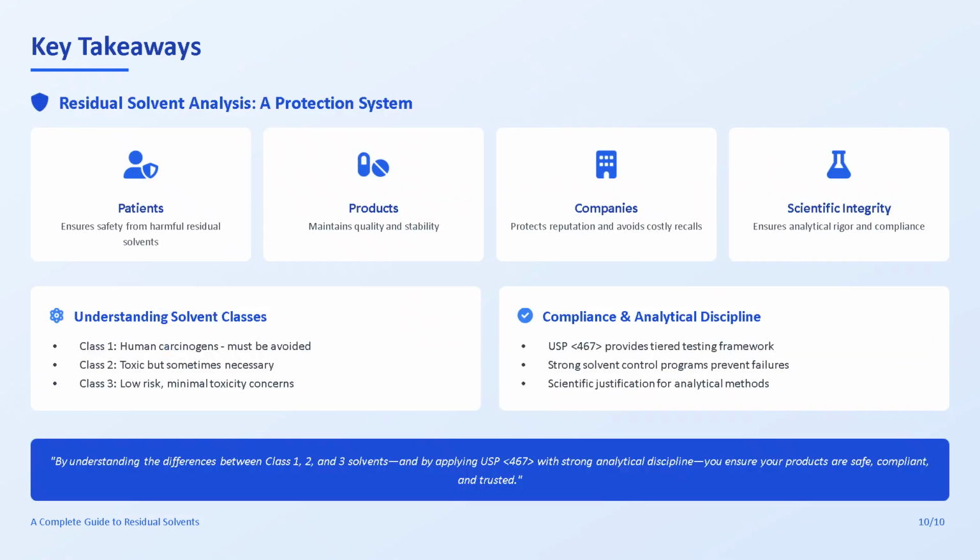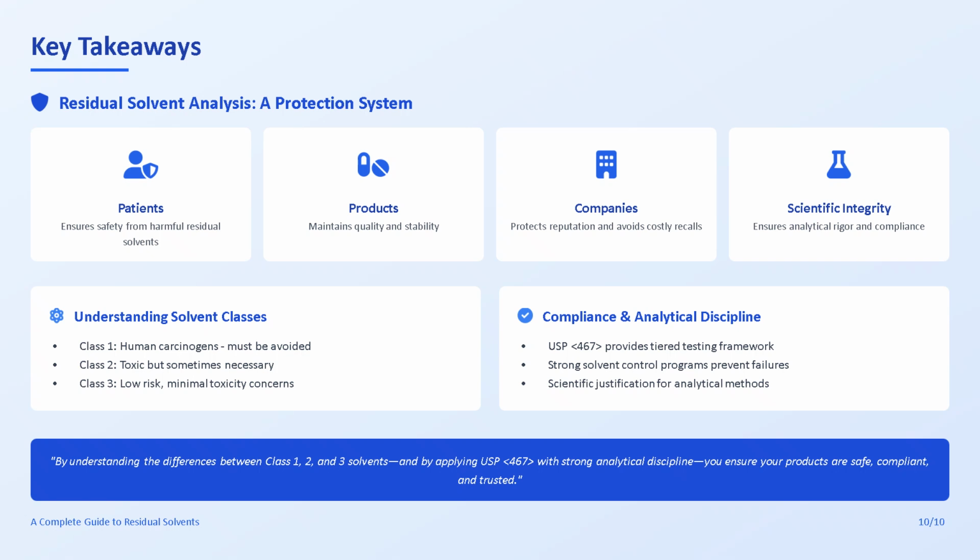Residual solvent analysis is ultimately a protection system. It protects patients, protects product quality, protects companies from costly recalls, and protects scientific integrity. To recap, Class 1 solvents are carcinogenic and must be avoided. Class 2 solvents are toxic but sometimes necessary, requiring careful monitoring. Class 3 solvents are low risk but still need to be controlled.